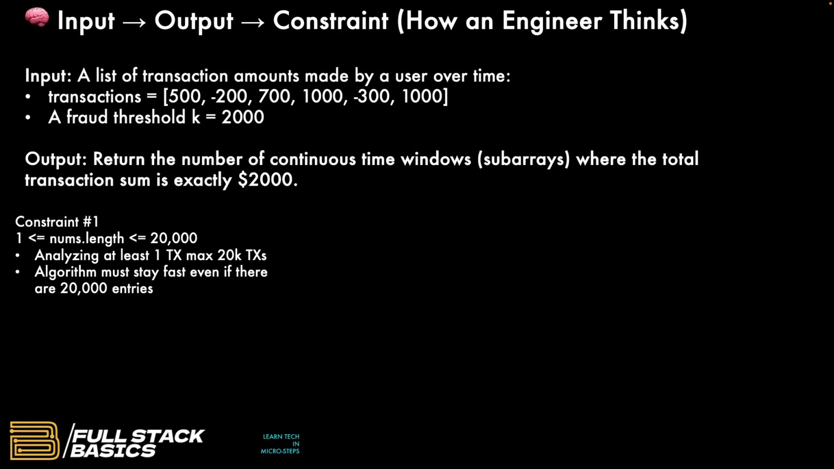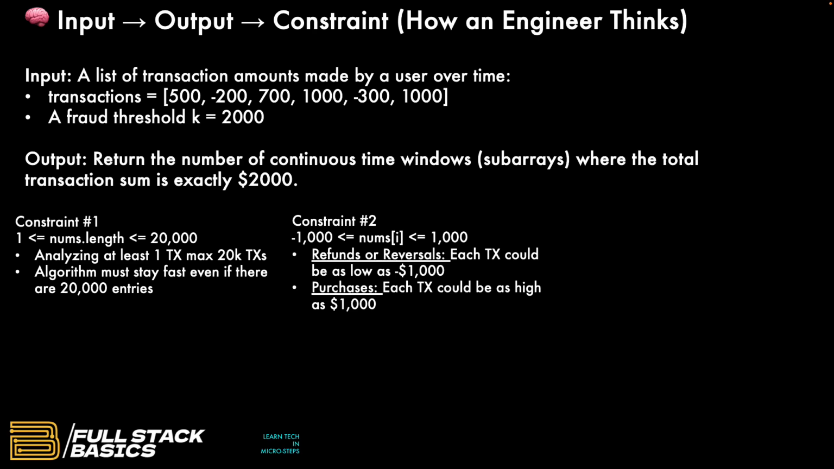So let's look at the constraints here. You can see here at the top that we have this constraint, which we're going to translate into the context of the example we're working on. What that reads is that we are analyzing at least one transaction, but a maximum of 20,000 transactions. The algorithm must stay fast even if there are 20,000 entries.